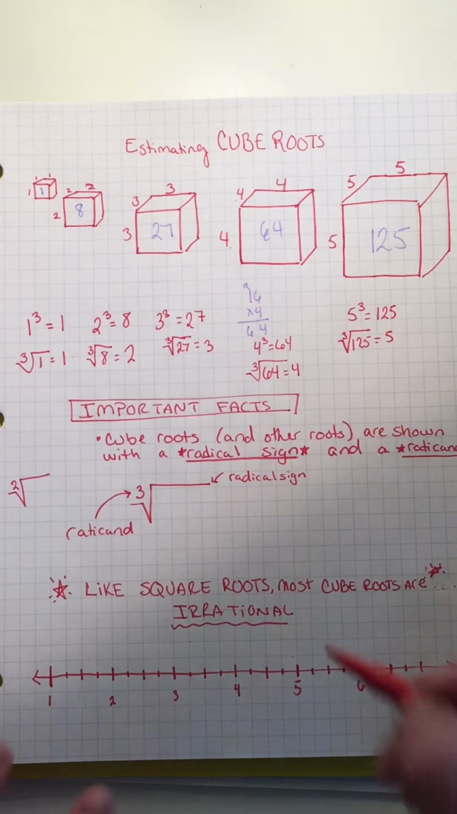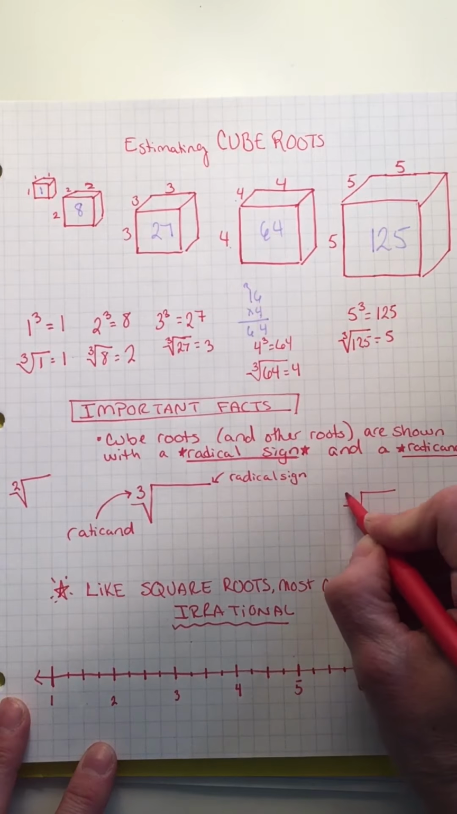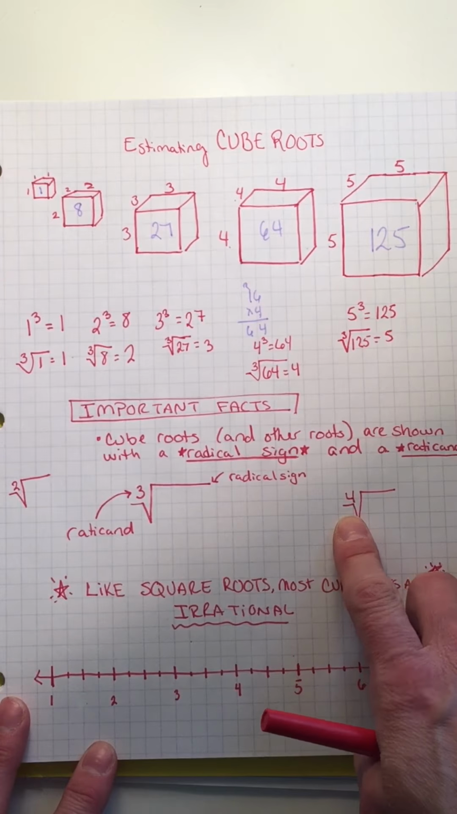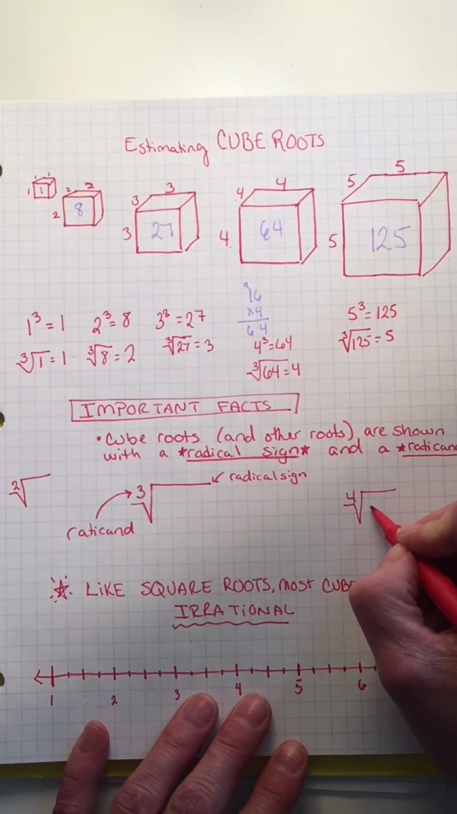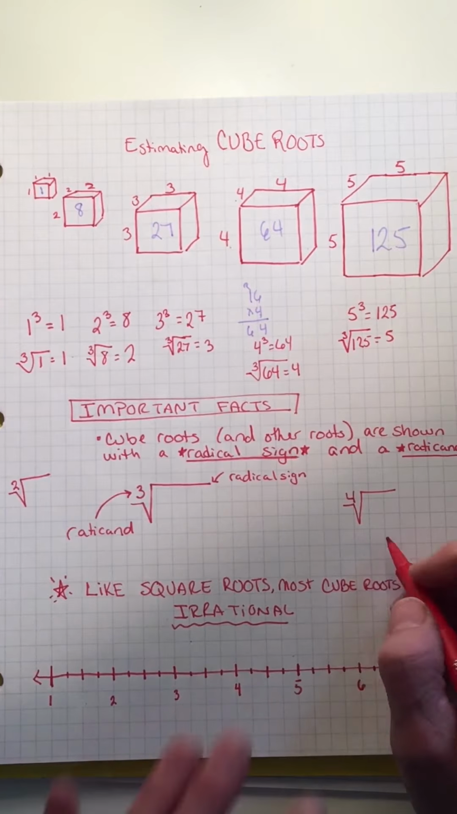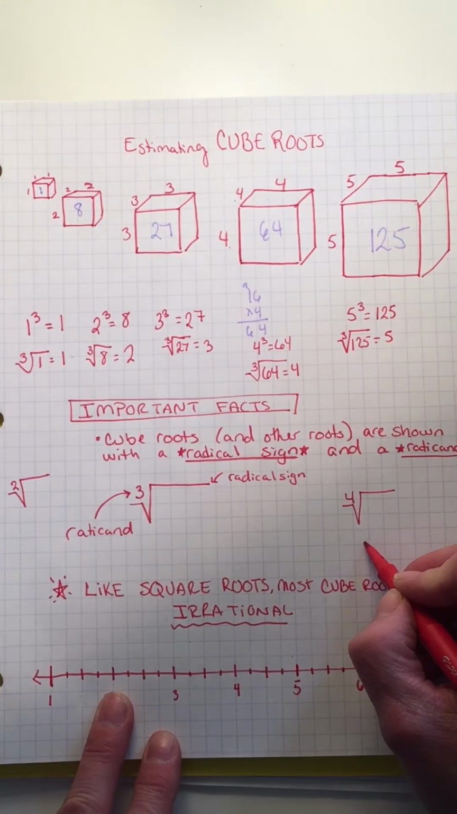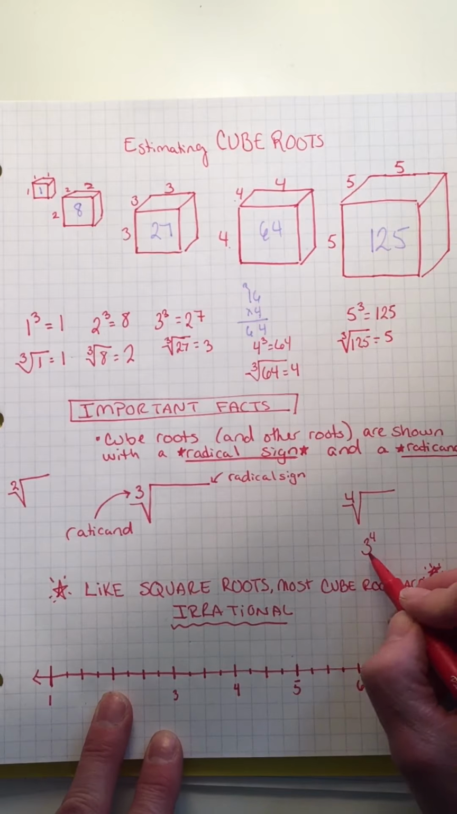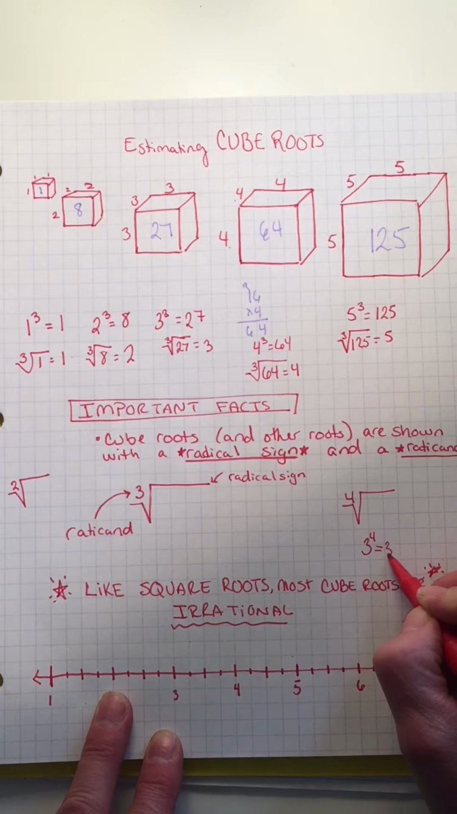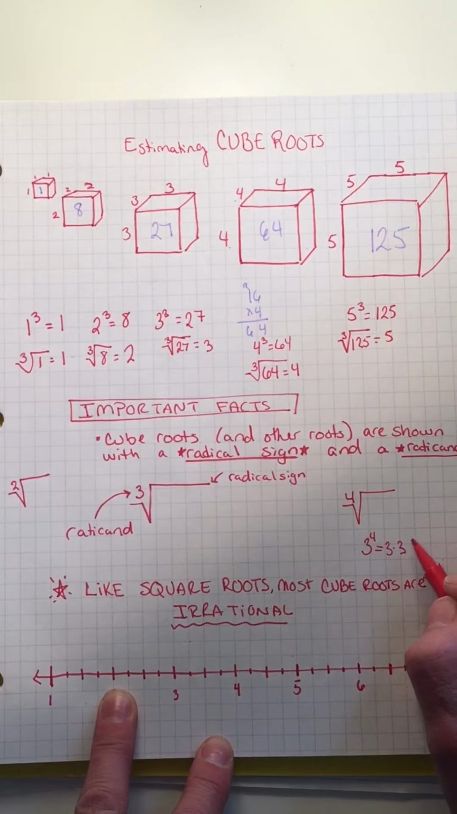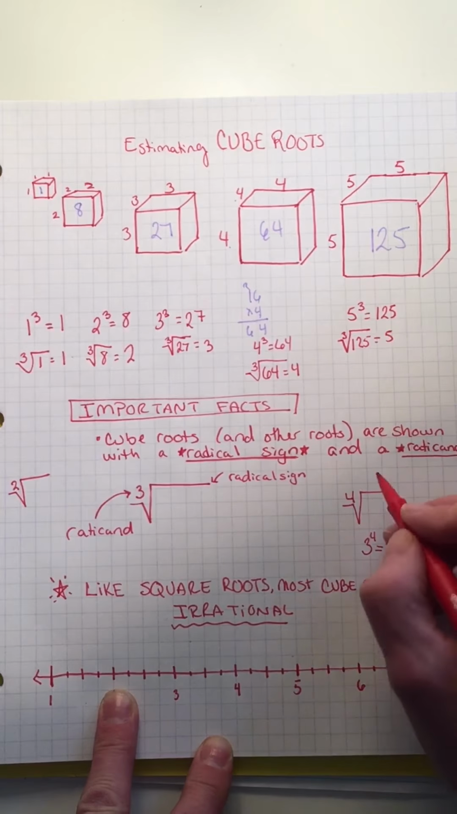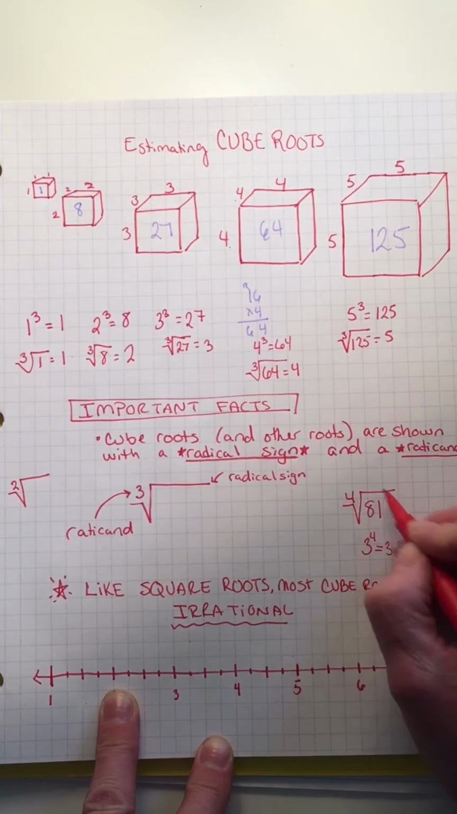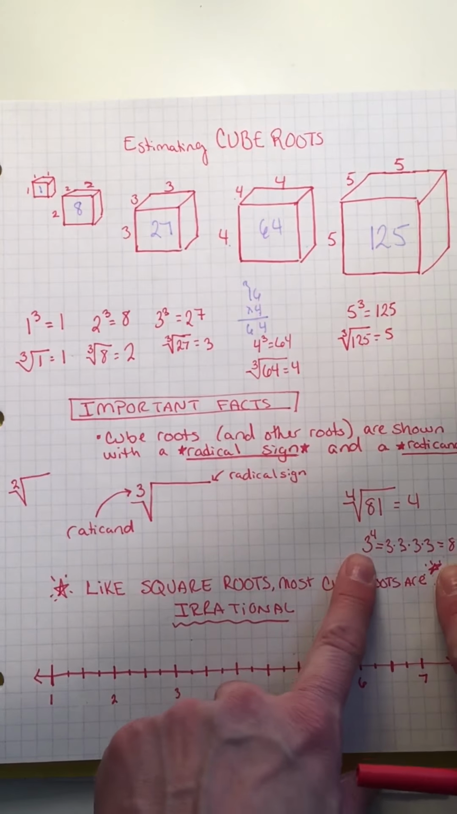In high school, you might see things like this. Okay. And this is going to be the 4th root. So say, for example, 3 to the 4th power. So that means 3 times 3 times 3 times 3. Well, 3 times 3 is 9. 3 times 3 is 9. 9 times 9 is 81. So the 4th root of 81 would be 3. And that's all that means.